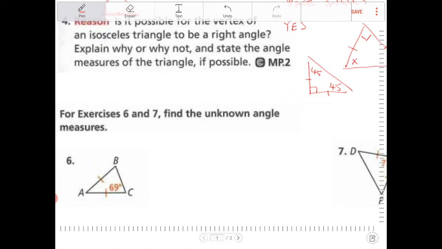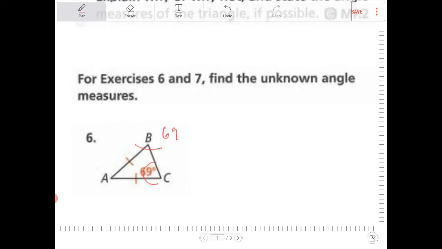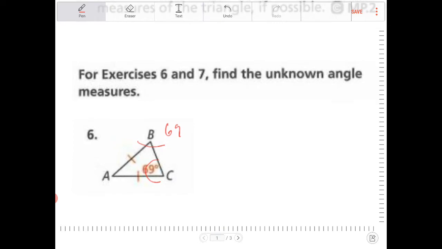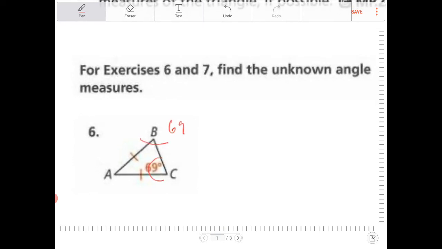All right, number 6. Find the unknown angle. So since this angle over here is 69, that means this angle here must be 69. And I am not sure which unknown angle they're asking for here, so I'm just going to find all of them. If that's 69, then this angle over here must be 180 minus 2 times 69. That means it's 180 minus 138, which is going to be 42. So angle A is equal to 42, and angle B is equal to 69.